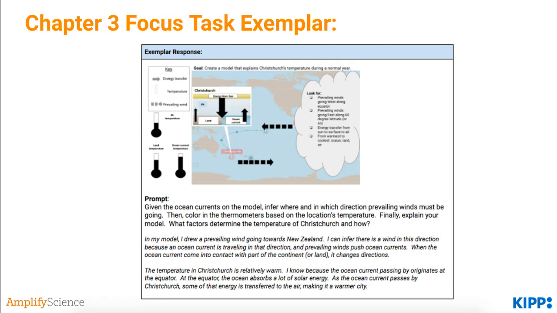Here it is. We see that near the equator, the prevailing winds are pushing the current in a certain direction until it hits Australia. Prevailing winds heading the other direction bring the current back, making that C shape we see there. We also see the transfer of energy in the zoom-in box. The key here is, again, with the thickness of the arrows, showing how the energy transfer is different based on the temperature of each location.